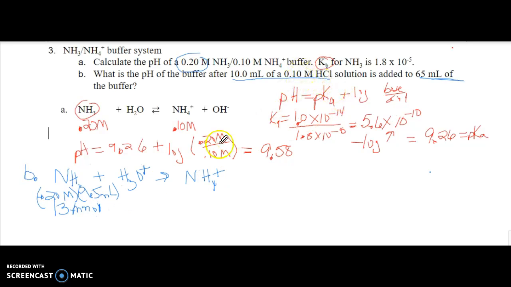My H plus is going to be 10 times 0.1 molar, and that is going to give me a value of 1 millimole. And then my NH4 was 0.1 molar times 65. That's going to give me 6.5 millimoles.